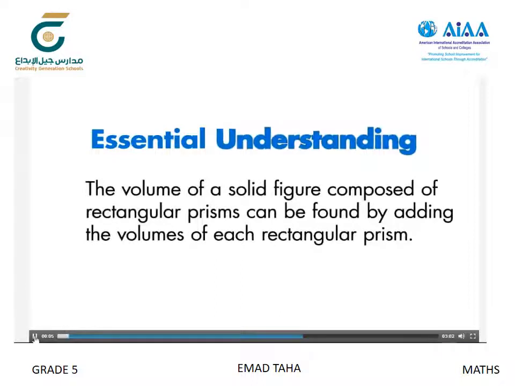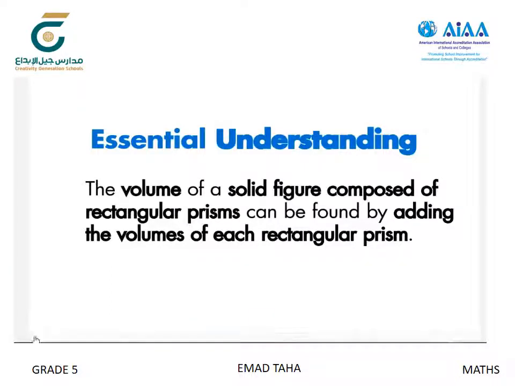The essential understanding for this lesson is the volume of a solid figure composed of rectangular prisms can be found by adding the volumes of each rectangular prism. Previously, students used formulas to find the volume of rectangular prisms. They also found the area of composite two-dimensional figures by decomposing them into non-overlapping rectangles, whose areas they found and added. In this lesson, students find the volumes of composite three-dimensional figures by decomposing them into non-overlapping rectangular prisms and adding the volumes of these prisms.